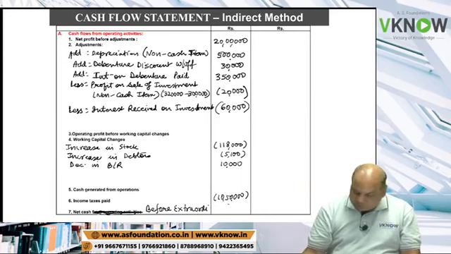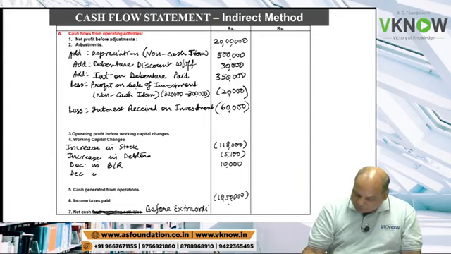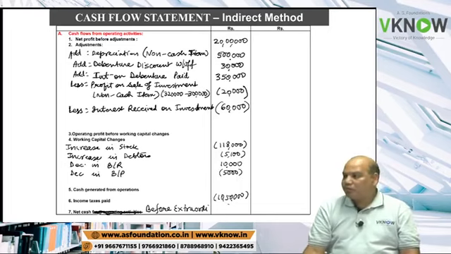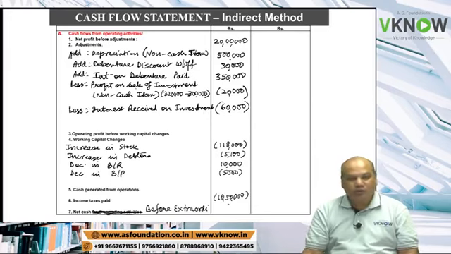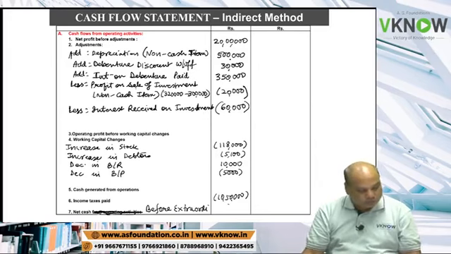Then decrease in bills payable also. Decrease in bills payable 45 minus 40, 5,000. Decrease in bills payable, decrease in cash flow, which means decrease in current liability is decrease in cash flow.